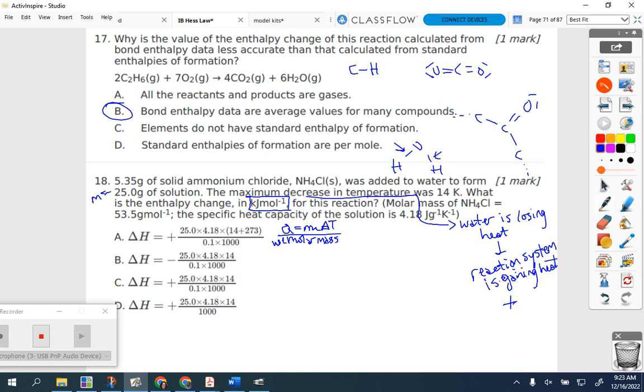We're measuring the decrease in temperature of the water, which is the surroundings. So the surroundings are losing heat. What's sucking the heat out of the water is an increase in energy of the substance going from solid to aqueous. It's the ammonium chloride that's increasing in energy, and it's taking that energy from the water. So we measure a decrease in temperature of the water, but we're asking for the enthalpy change of the reaction. If the water is losing heat, the reaction is gaining heat.